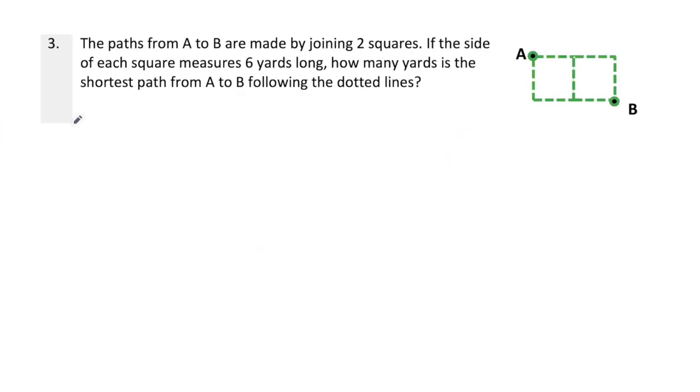For this problem, we need to figure out the shortest path from point A to point B. An example of the shortest path would look like this. As you can see, this path covers 3 sides and each side is 6 yards long, so we can do 3 times 6 to get the length of the path. 3 times 6 is equal to 18. So the answer to this problem is 18 yards.